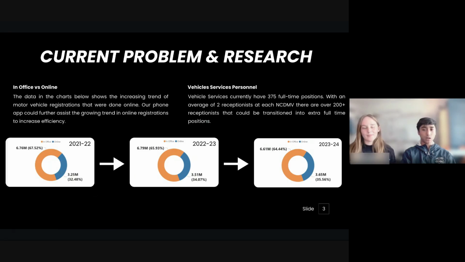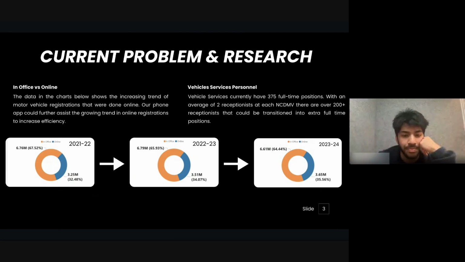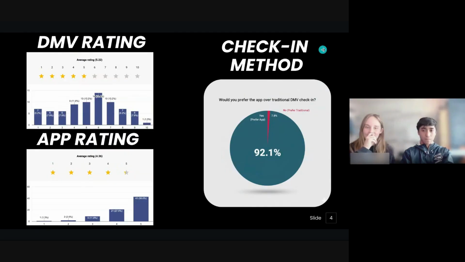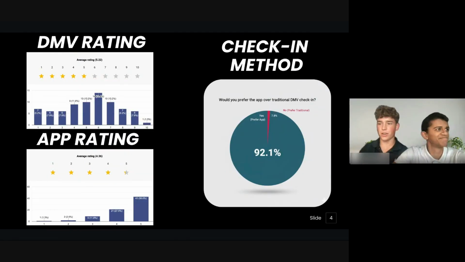If check-in tasks were automated through an app and booth, many receptionist roles could shift into more essential, high-impact duties, improving overall efficiency. To collect data on the DMV and our app, we sent out a survey to 75 plus civilians, teachers, and tech professionals. Because of this survey, we learned that the current DMV experience is frustrating. The average rating of the DMV from our survey is currently sitting at 5.19 out of 10.